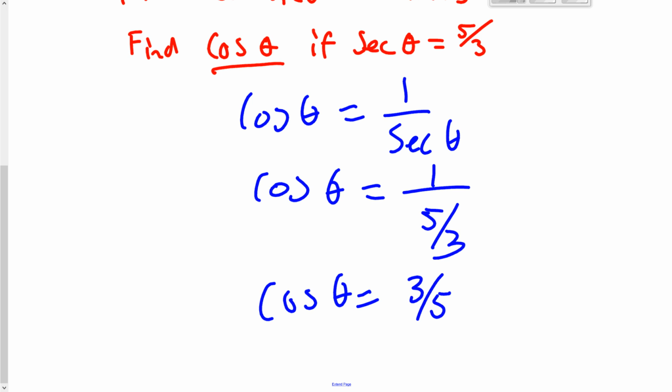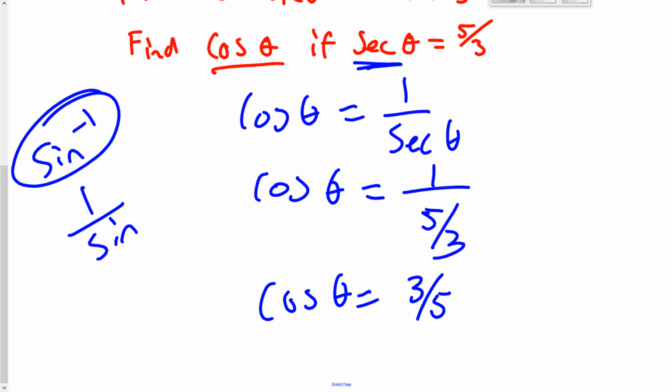Make sure you watch out when you're finding these that you don't use these buttons on your calculator. The sine raised to the -1 is not 1 over sine, okay? That we'll get into later. That's sine inverse, so we don't use that to find the reciprocals. So don't do that.